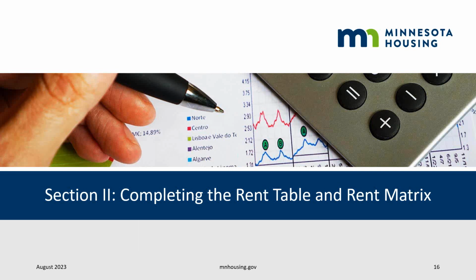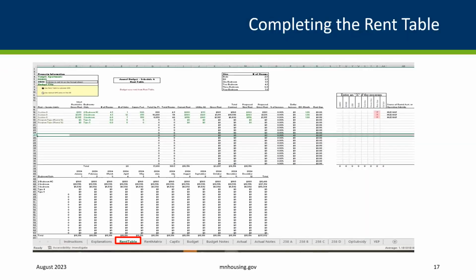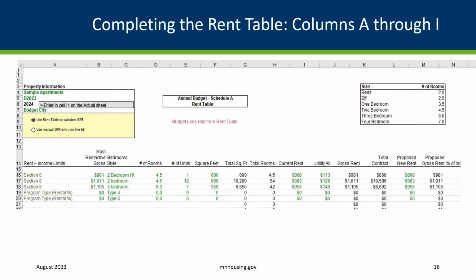Now that your Bud Rep is properly set up, you're ready to move to Section 2. Section 2 describes best practices for completing the rent table and rent matrix tab. Now that we have the budget tab populated, we can look at the rent table tab. Both new and existing developments will need to go to this tab to enter the property information.